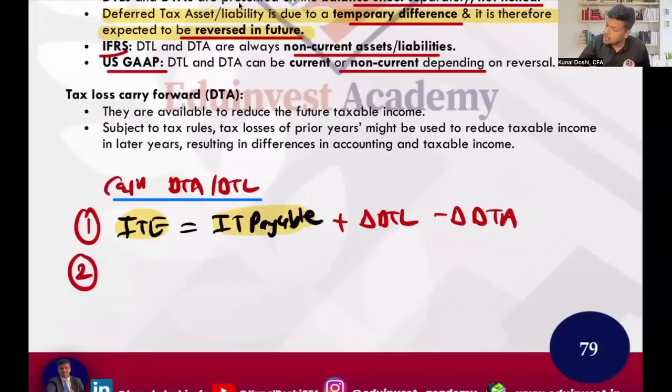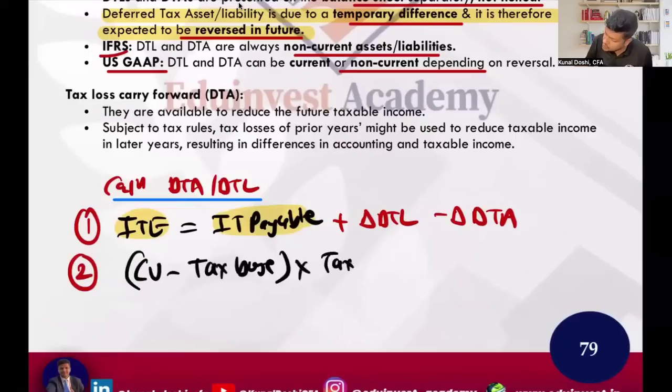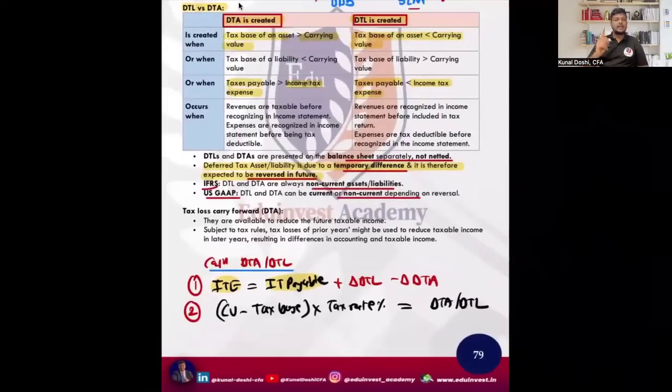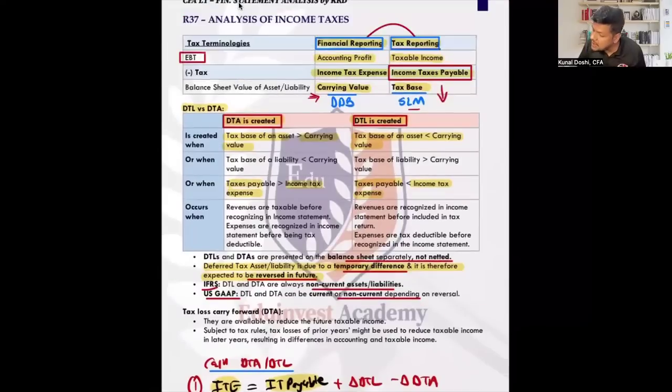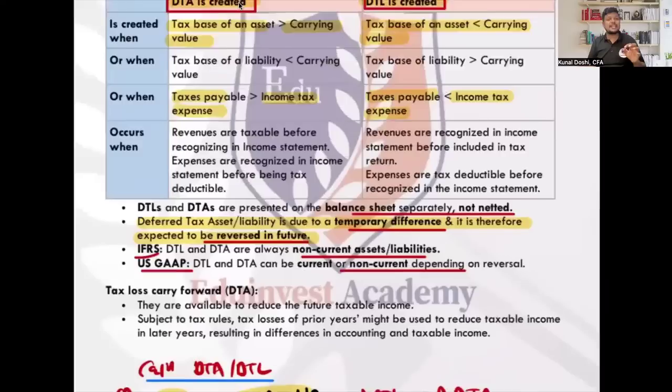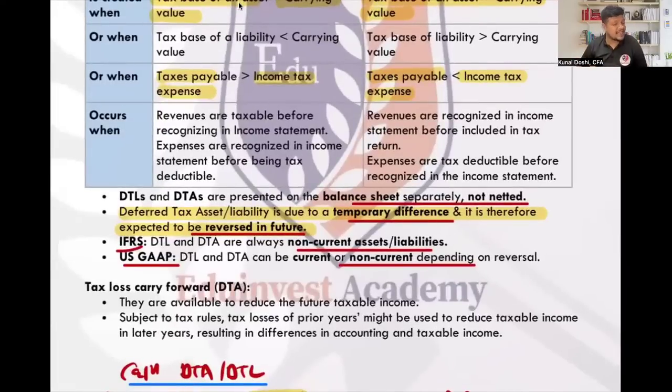The second way, which I want you all to write, is that the difference between carrying value and tax base, whatever that difference is, multiplied by the tax rate, is your DTA or DTL. Understood this? Clear? Have you written this? Got it? Okay, this will help you calculate. But to identify DTA or DTL, you need to check the taxable income, income taxes payable and income tax expense, and only then can you know. Or you can check the tax base of the asset and carrying value, only then can you say.